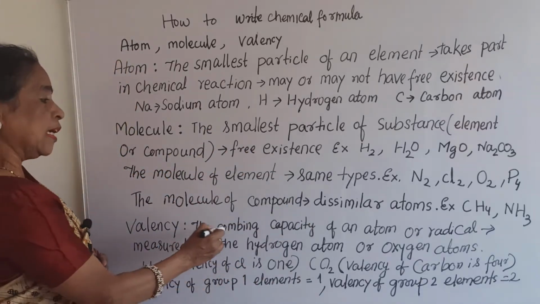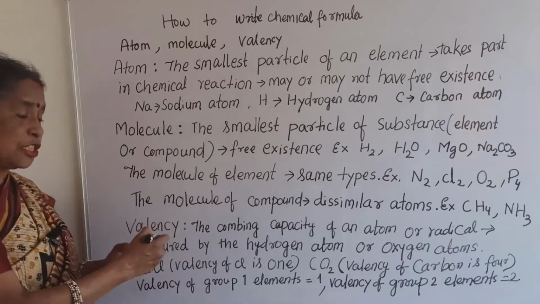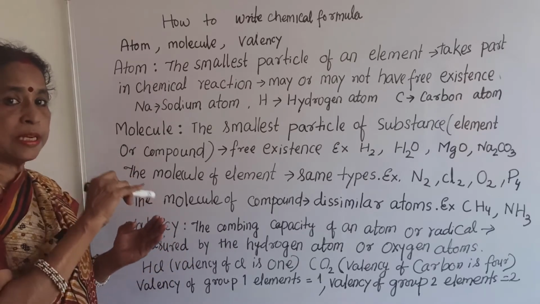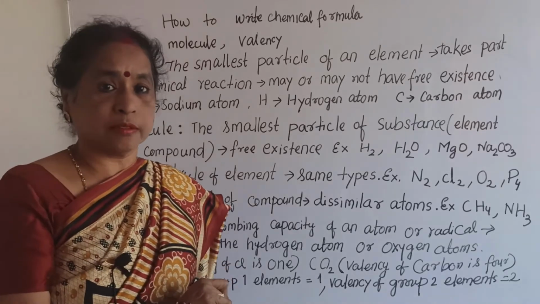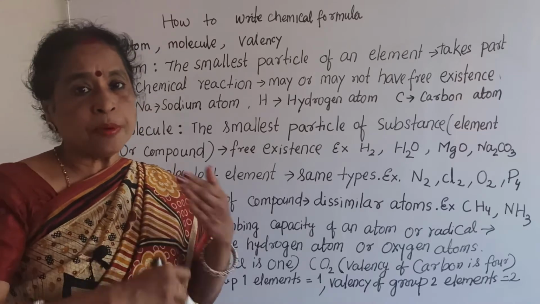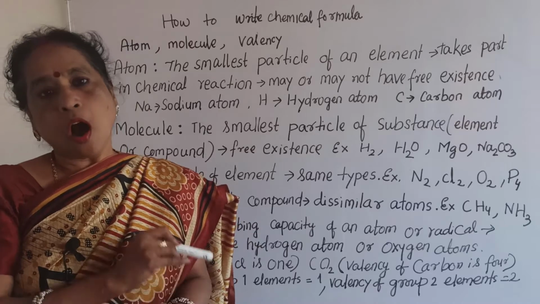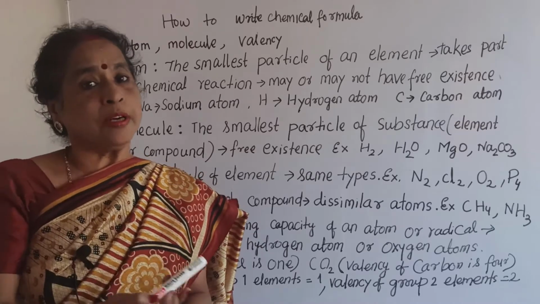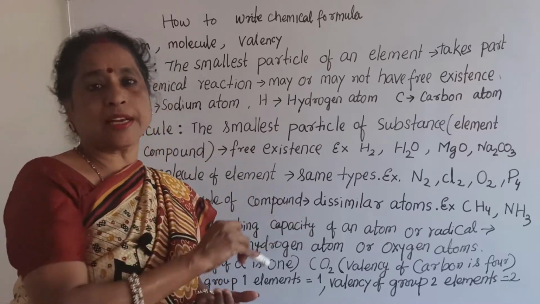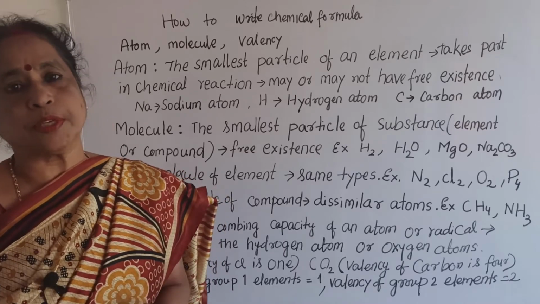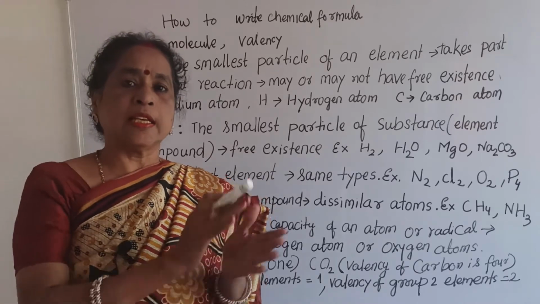And now how can you measure? How can you measure the valency? You can measure it in terms of hydrogen and oxygen. How many times hydrogen will combine with that element, or how many double times of oxygen combine with that element. From that you can observe what is the valency of that element.